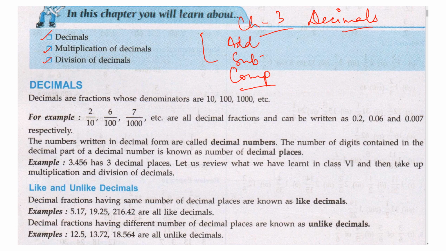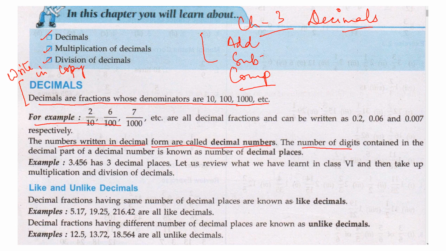To begin with, what are decimals? Decimals are fractions whose denominators are 10, 100, 1000, etc. So this you have to write in copy. Okay, like what are decimals? So that's decimals are the fractions whose denominators are this, and examples also you will give. Now, when the numbers are written in decimal form, they are called decimal numbers.